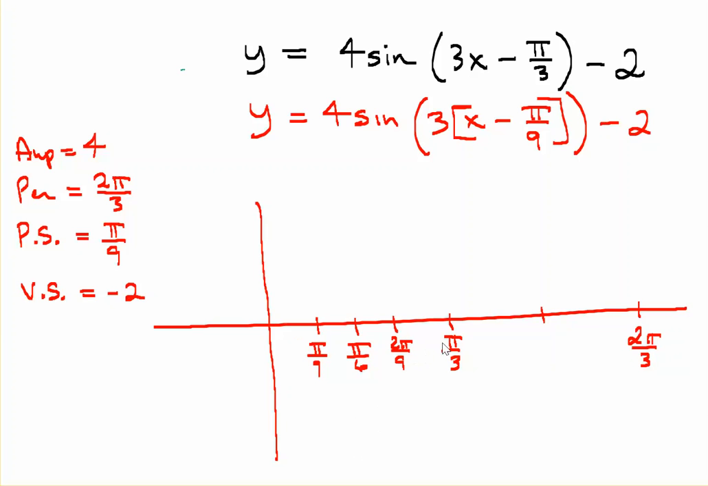Let's see if this makes sense. This is 3 pi over 9, is that right? 3 pi over 9. And the reason why I'm doing this is because of this right here. My period is in terms of a denominator of 3, but my phase shift is in terms of a denominator of 9. So I pretty much have to make all these things in terms of a denominator of 9, just so I could see the movement here.